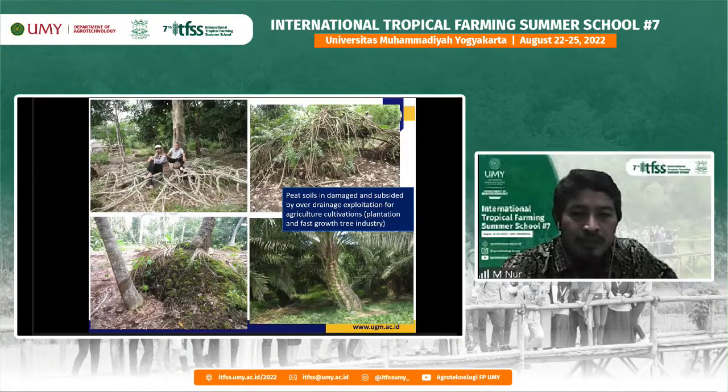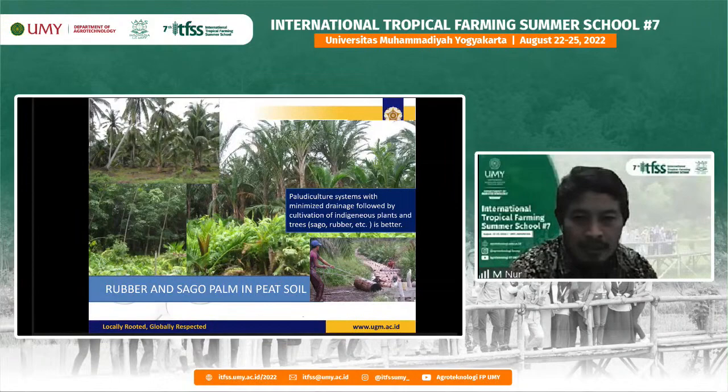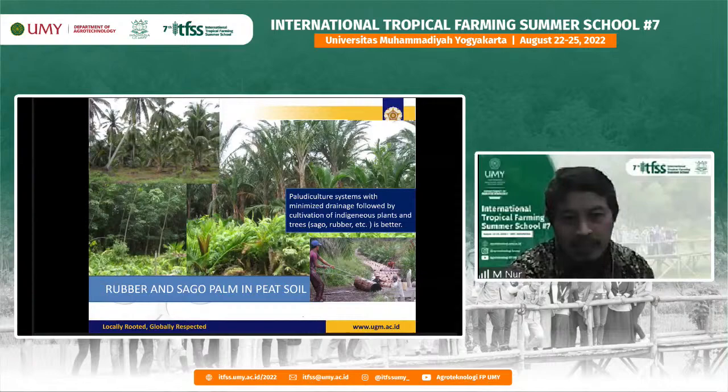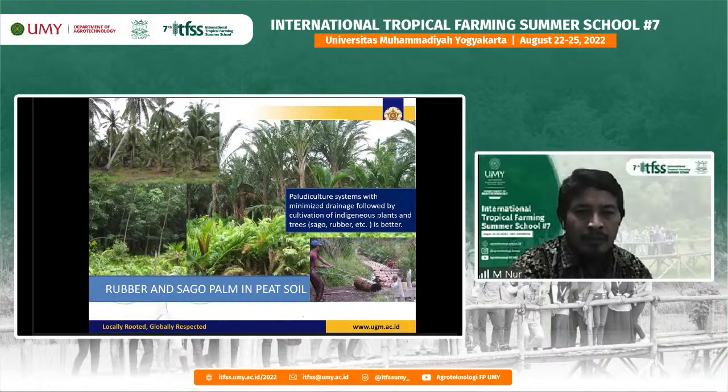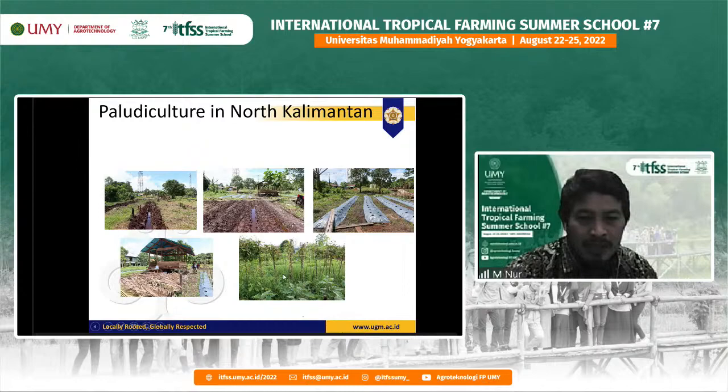This also, for example, like Acacia crassicarpa, is a big problem in Indonesia. And then we also develop a new system, paludiculture. The system minimizes drainage, followed by cultivation of indigenous plants and trees like sagu, rubber, and many other kinds of indigenous trees and plants in this area. This one is good. And the second one is also paludiculture: we try to cultivate vegetables, for example, but minimize drainage. Actually, we have a good experience in this in North Kalimantan. We can plant many kinds of vegetables.